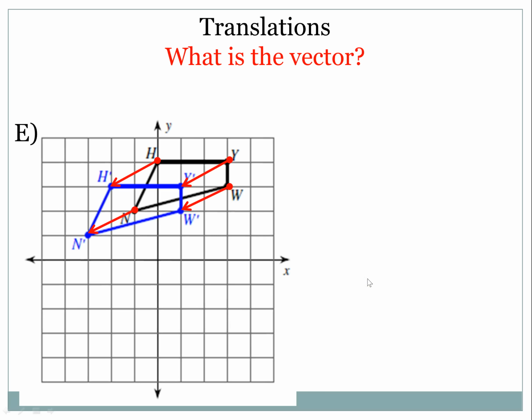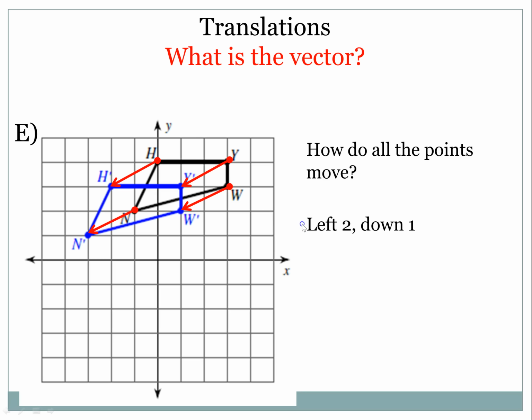All right, so let's take a look at example E. And again, we're asked to find the vector and how all of the points move in this shape. So I can pick any one of these points. Since my last name is Hain, I'm going to pick the point H. And I'm going to go left 2 and down 1. So you saw again, I counted left 2 boxes and down 1 box. And so that lets me know that I'm moving left 2 down 1, which is the vector <-2, -1>.